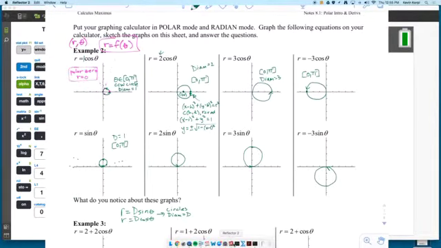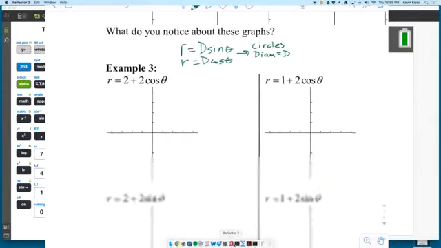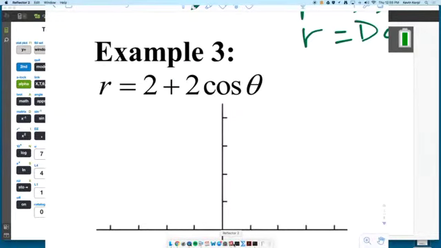So you do want to kind of memorize these families of polar curves. Okay, so anything of the form r equals plain old sine or cosine with a value in front, that's the diameter. All right, let's look at example 3. If I take the same thing from example 2, but now I add a coefficient in front, or add a constant in front.